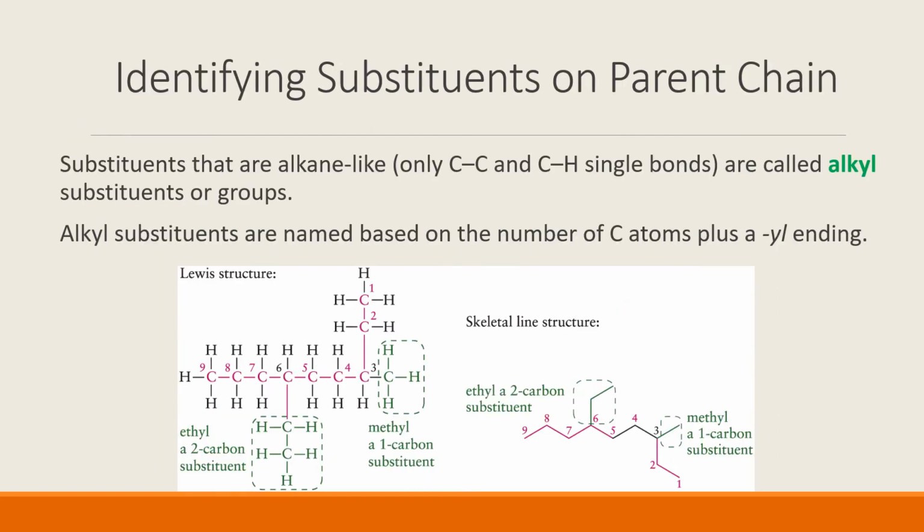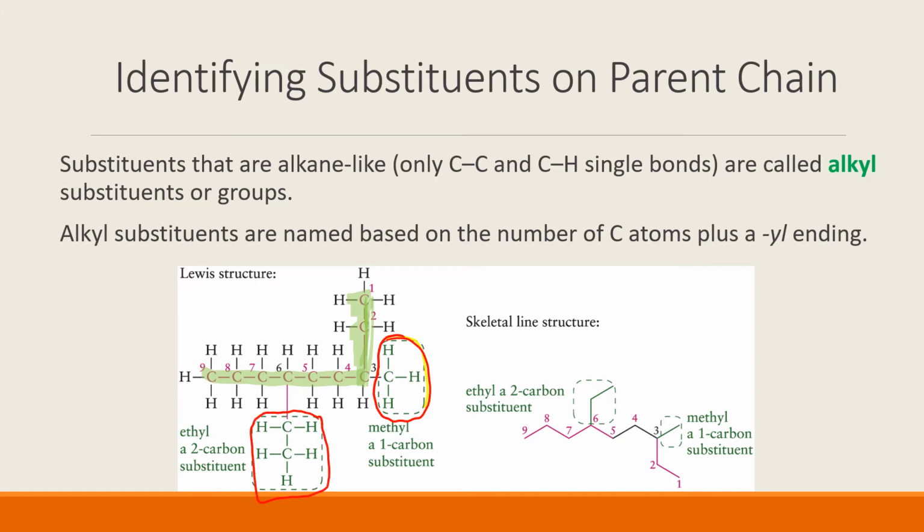So once we identify the parent chain, we need to identify the substituent. In the previous example as well as the example shown here, the parent chain is a 9-carbon long chain, so the name of the parent chain is nonane. In the previous example, we had only one substituent, but in this example, we have two substituents. One is shown here and the other one is shown here.